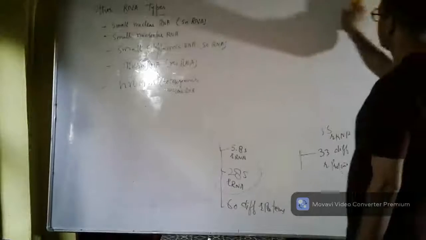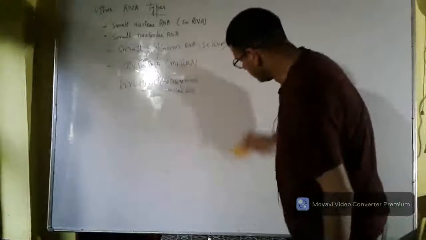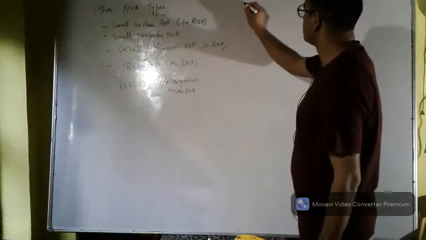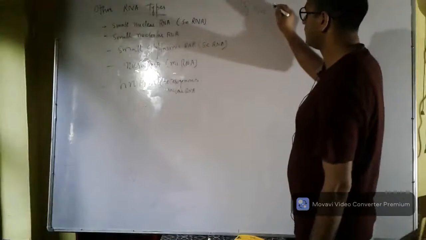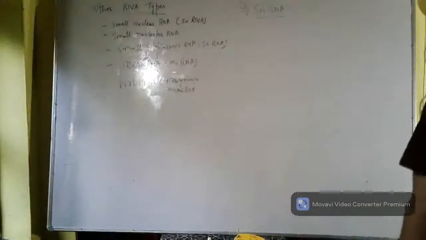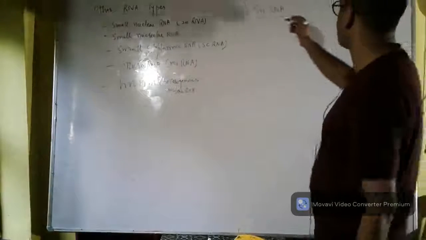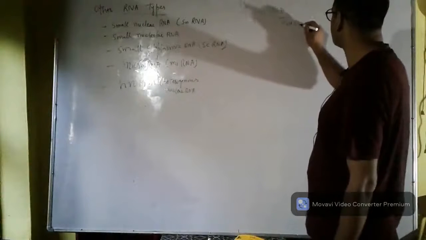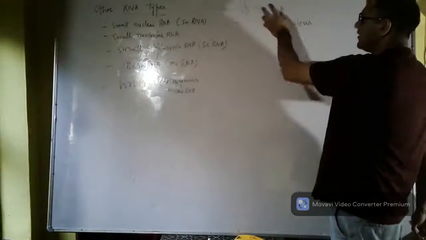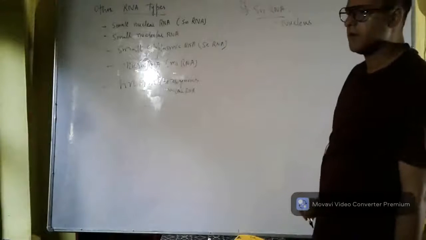So what are these other types of RNAs, in addition to messenger RNA, tRNA and ribosomal RNA? First we'll discuss snRNA, small nuclear RNA. This small nuclear RNA is a small-sized RNA. As the name indicates, it is small in size and it is found in the nucleus. Location is nucleus. And it is involved in processing mRNAs.